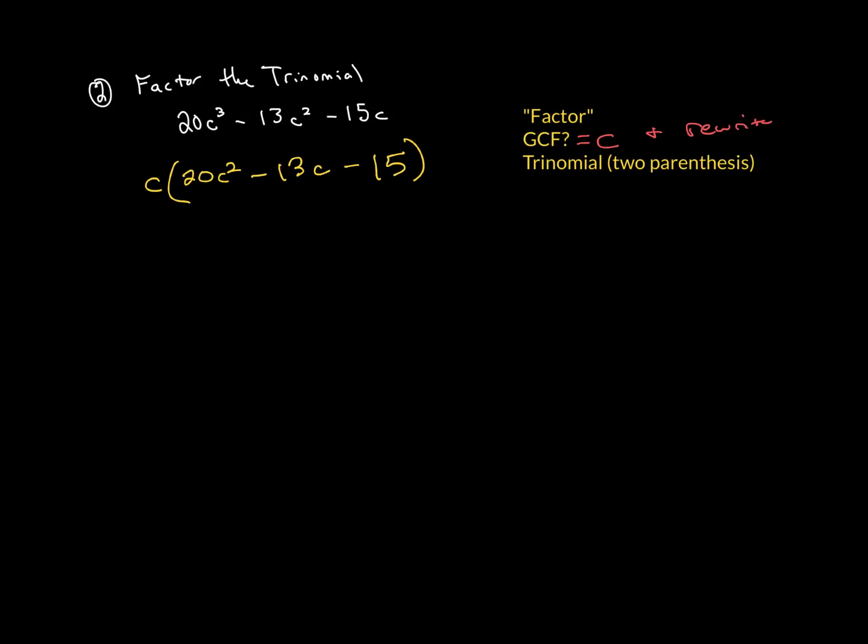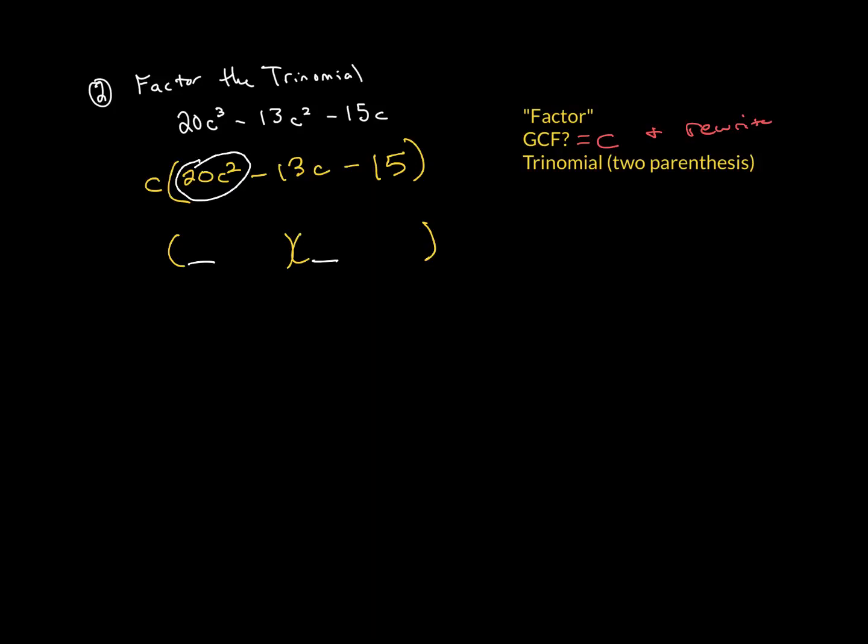Next, we're going to try to factor that trinomial, just like we did before. The trinomial is going to factor into 2 parentheses, and we're going to plug in some things as best we know for sure. So again, the first thing in both these parentheses has got to multiply to be 20c squared.